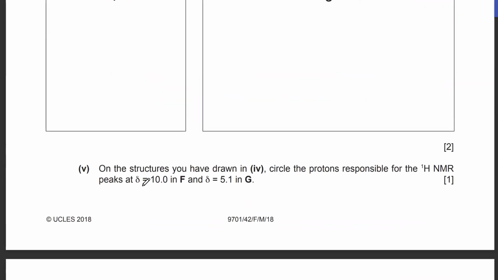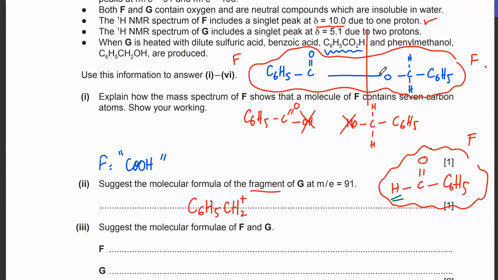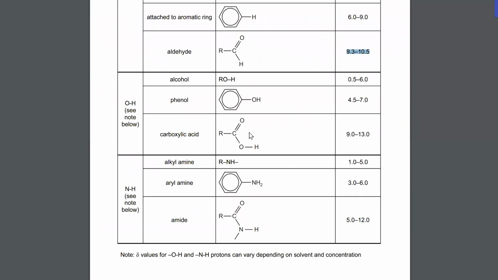So we figured out the 10 in F, that was the aldehyde peak, this one over here. You get the one in green over here. What about G? He said that there was some peak at 5.1. So who's giving a peak at 5.1? Remember, hydrogens are the ones that resonate, so we just have to look at the chemical environment of the hydrogens.